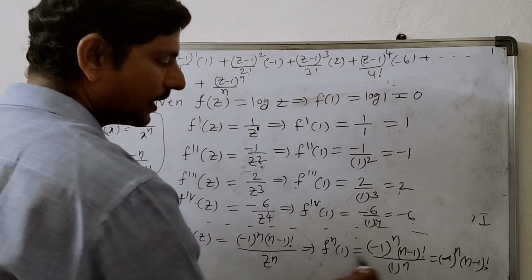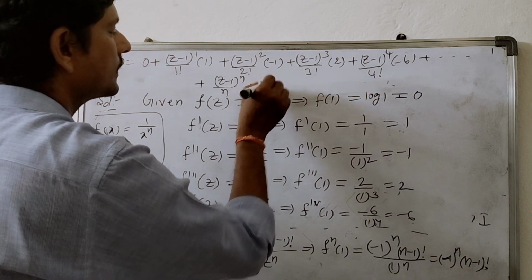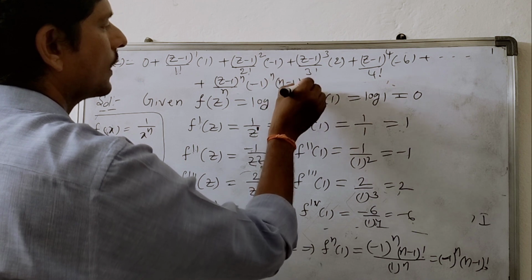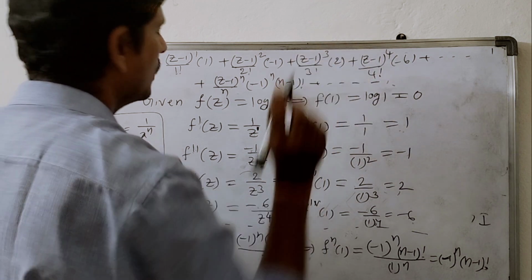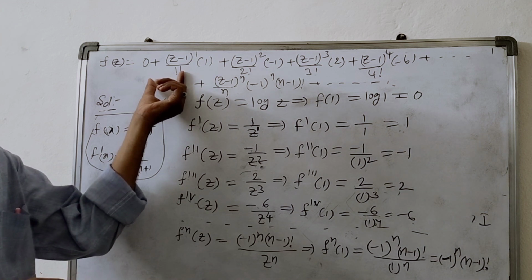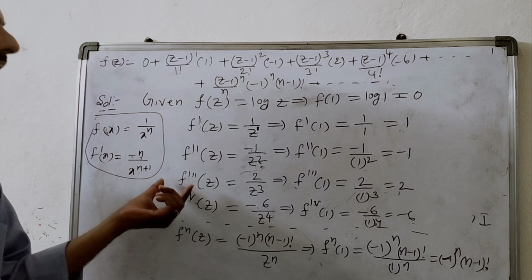f power n of 1 is -1 whole power n into n-1 factorial, plus so on. Okay, so this is what our Taylor's series expansion of log z.